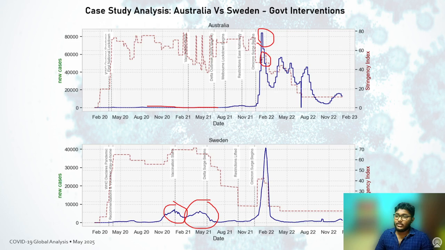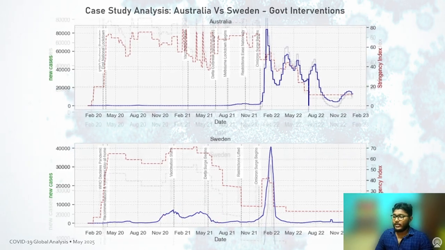Now, this visually contrasting chart suggests that stringency policies may delay or dampen infection surges. It definitely does, but it doesn't prevent it entirely. So, that we can see in both cases. The most highly transmissible variant, Omicron, actually sustained in both countries.